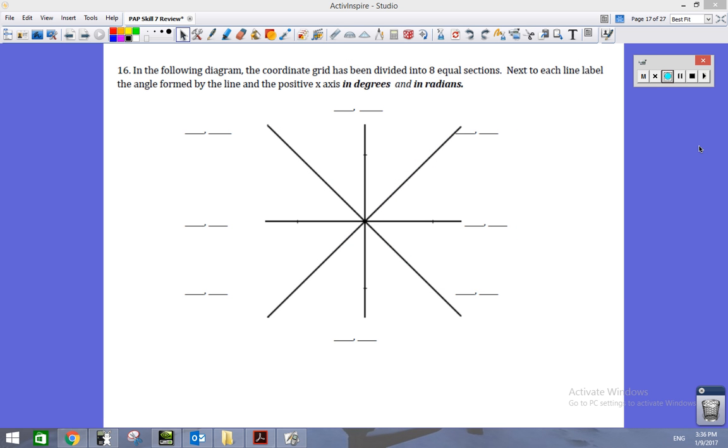Let's take a look at these next couple problems. We're looking at the review packet for Skill 7. Here, this is just flat out memorization, which is good and bad. If you do memorize this, when you see it on the test, there's really not any other way that you can change the problem. I mean, this is giving you the question that you know is going to be on the test. So they want me to write in degrees.